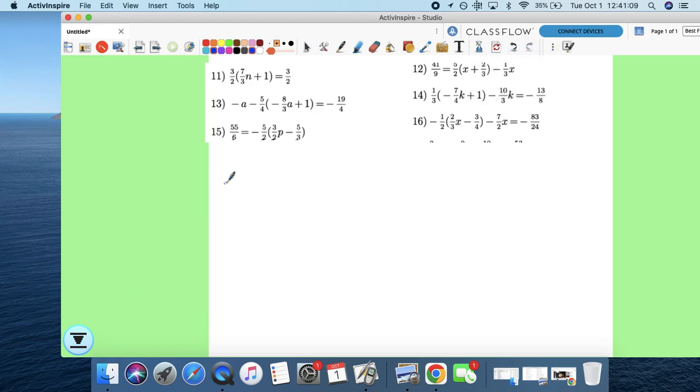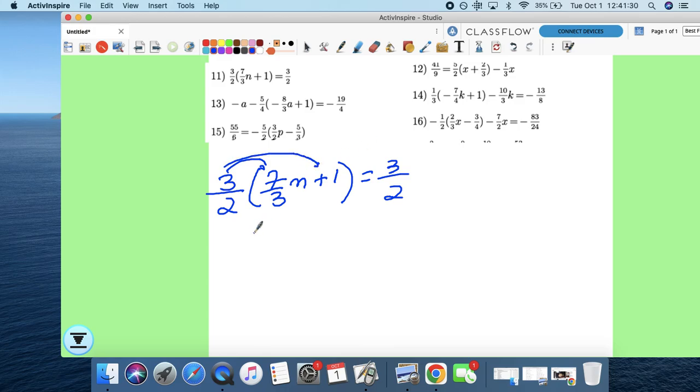All right, so I'm going to start with 11. Our objective here is to clear the denominator so we don't have to worry about working with fractions. Although, honestly, we should. But let's give it a shot anyway. So distributive property first, right? I want to get rid of the parentheses. So we get 7 over 2 n plus 3 over 2, because 3 over 2 times 1 is just 3 over 2, equals 3 over 2.